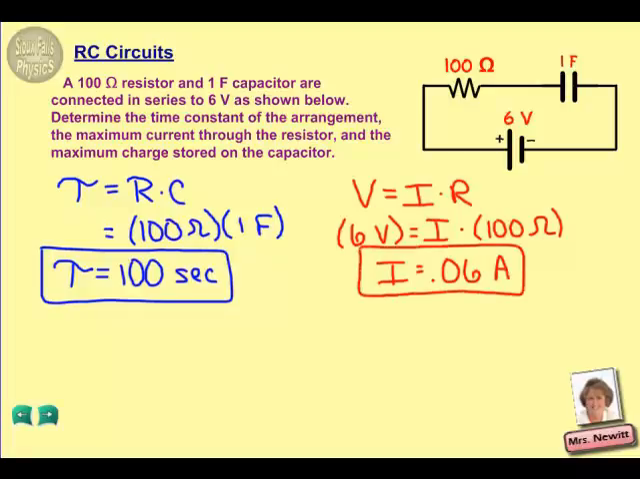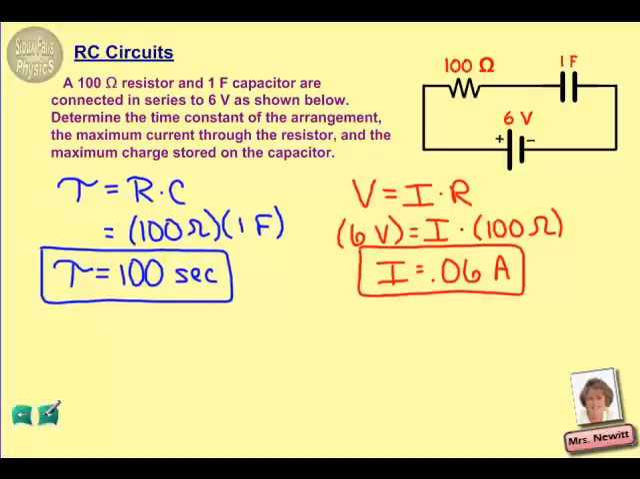Notice, although the problem does not specifically address this, that maximum current would occur right away at the beginning, because at that point there is still the full 6 volts that is producing current through that 100 ohms. As the capacitor slowly charges, the amount of voltage across the resistor would be less, and so that current would become less as well.